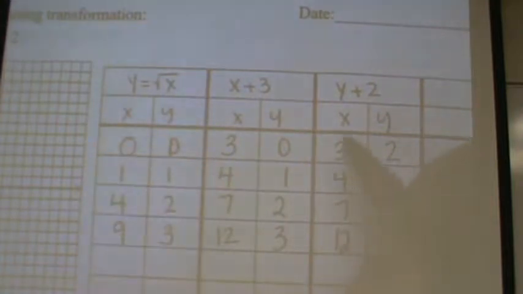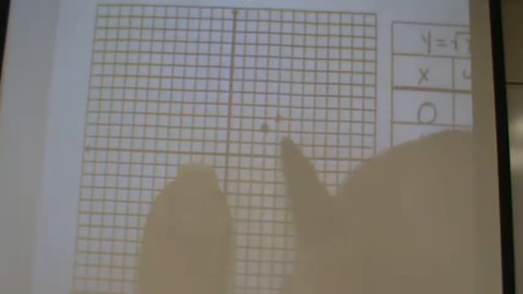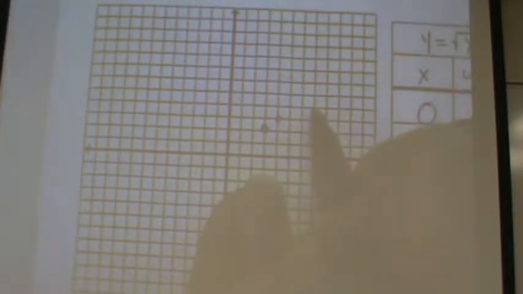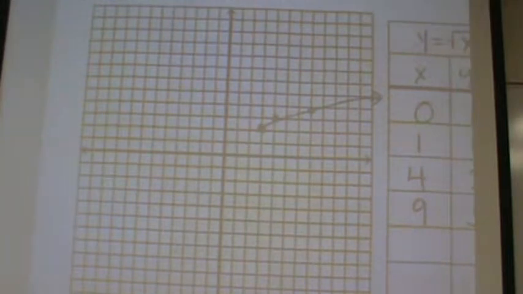So graphing this: over 3, up 2. Over 3. 1, 2, 3 and up 2. And then over 4, up 3. Over 7, and up 4, and over 7, 8, 9, 10, 11, 12, and up 5. Is that what you guys got? Yes. Okay, hopefully I counted my boxes right.